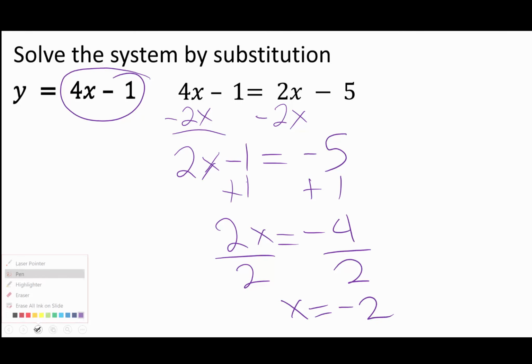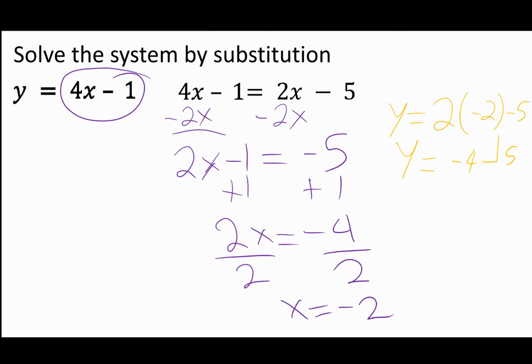Now that we've got x, we can go back in and solve for y. Now, it doesn't matter which problem I solve for. So we get y is equal to 2 times a negative 2, because x was negative 2, minus 5. y is equal to negative 4 minus 5. y is equal to a negative 9. So my point is negative 2, negative 9.